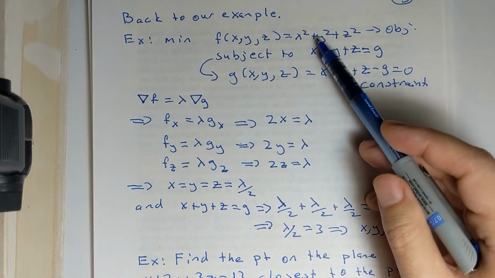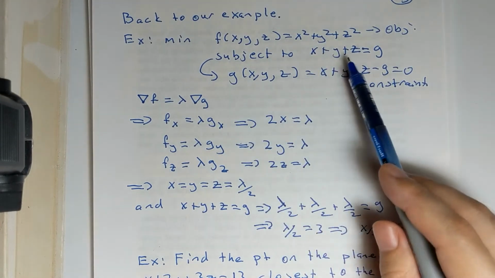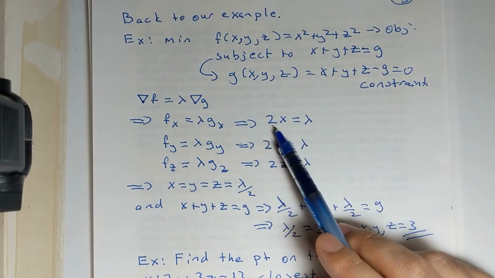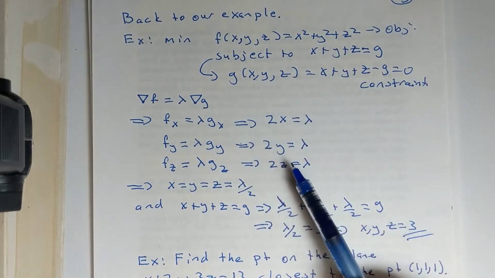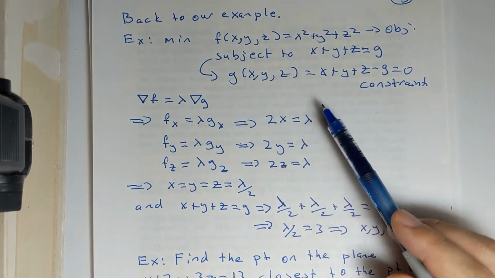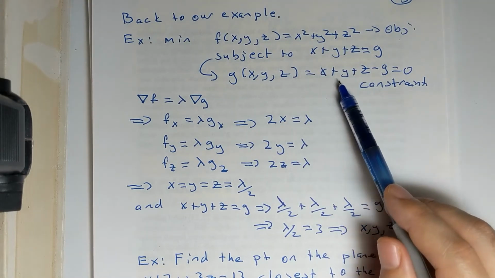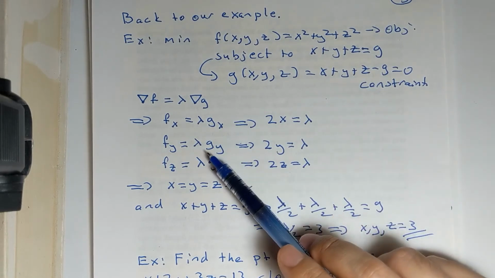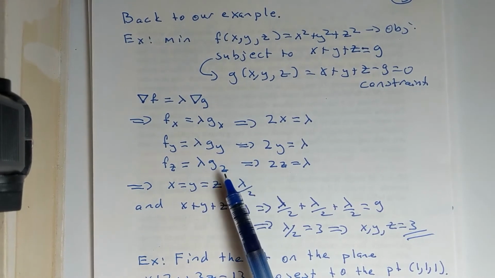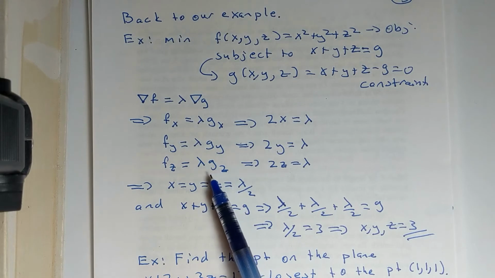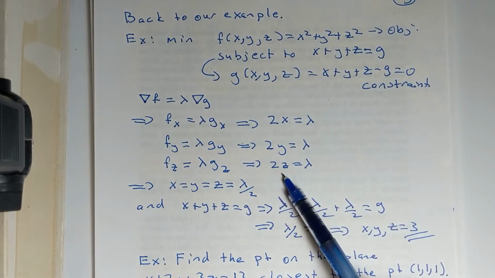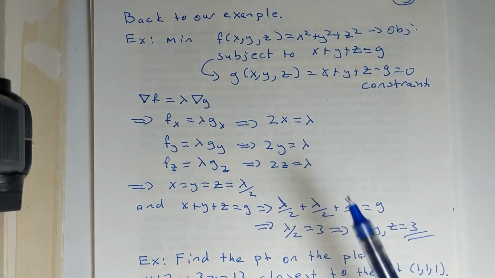Now let's get f sub x, that's 2x. And g sub x is just 1. So 1 times lambda means 2x is equal to lambda. That's what I get from the first equation. Derivative of f with respect to y is 2y, and derivative of g with respect to y is just 1. So lambda times 1, we get lambda. And f sub z equals lambda times g sub z means 2z, the derivative with respect to z, is equal to lambda times 1.